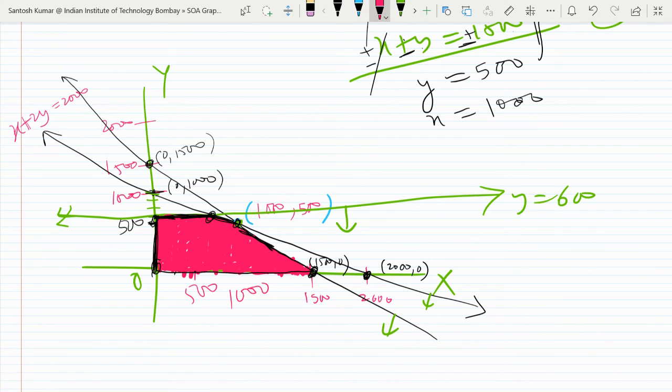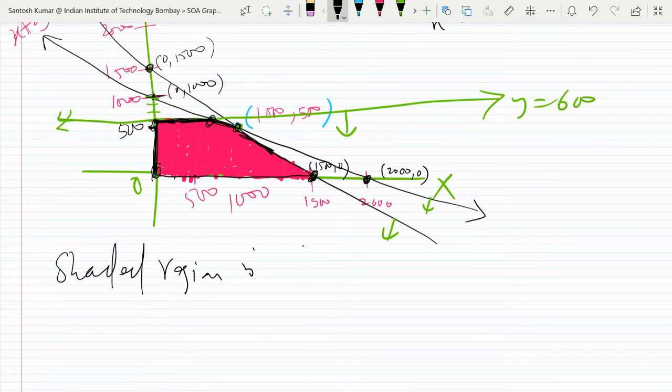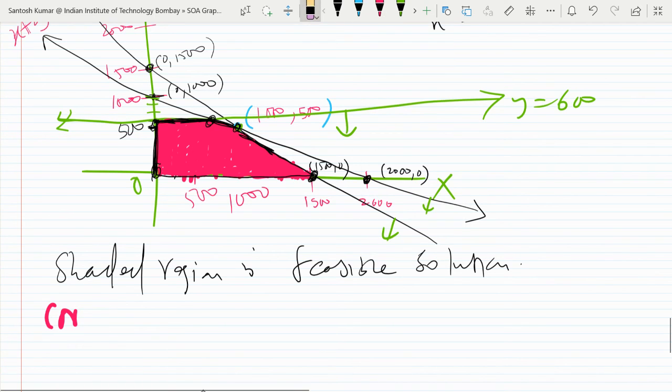Now you have to find the coordinates of all these corner points. The shaded region we call the feasible region, or feasible solution. Now we are interested in the optimal solution. So first we have to select the corner points.